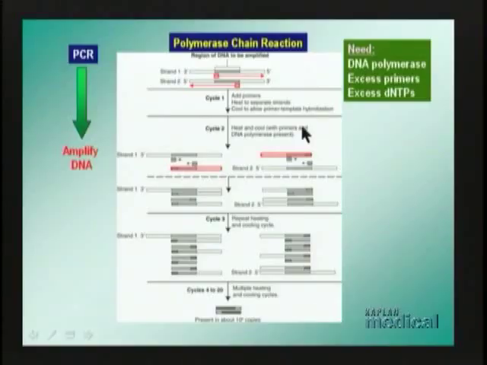Now in the same test tube, no more additions. In the same test tube, all we need to do again is heat. When you heat, all these strands come apart, and during the cooling process, because the primers are present in excess, the primers preferentially base pair. Why do they preferentially base pair? They're present in excess. So now here are the primers, base paired with the respective DNAs.